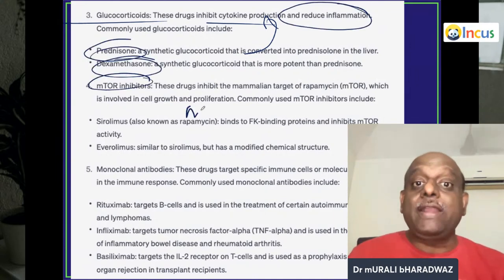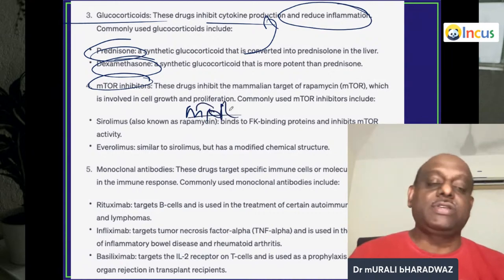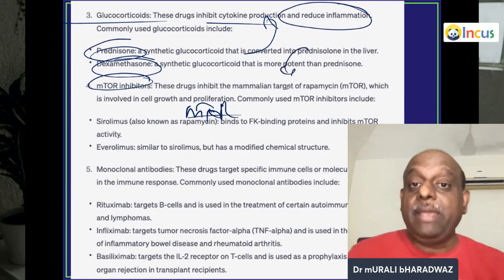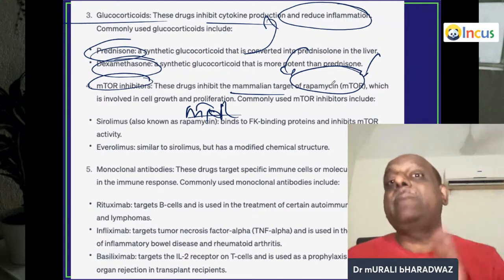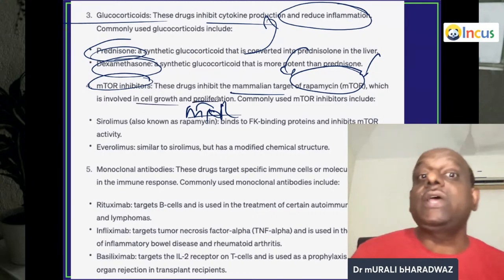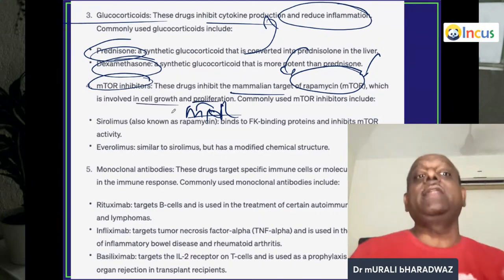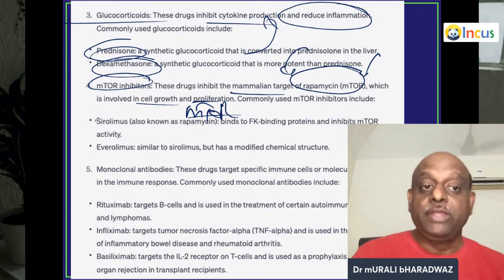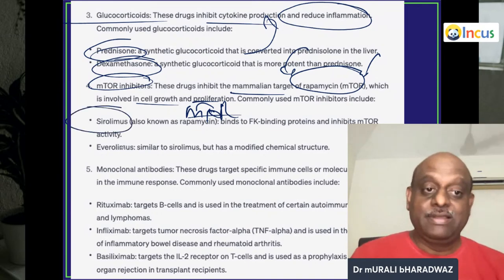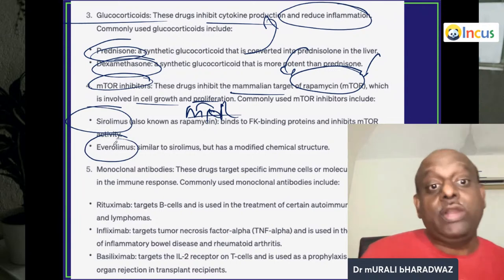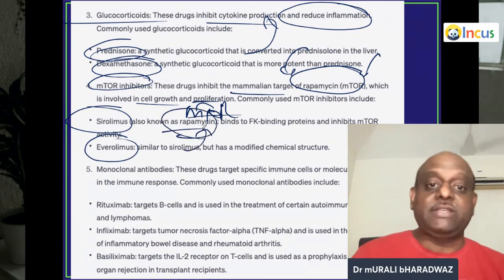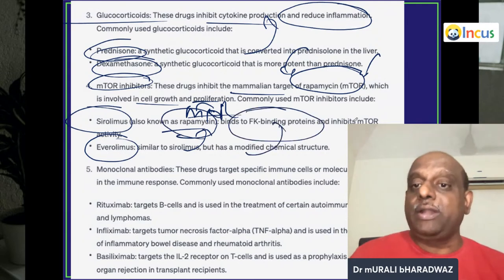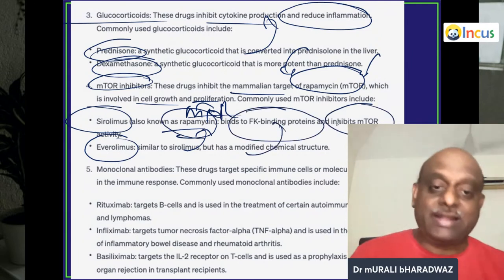Then mTOR inhibitors are the next group of immunosuppressants. Mammalian target of rapamycin is the name of mTOR, which is involved in cell growth and proliferation, and mTOR inhibitors are immunosuppressants. Sirolimus is also called rapamycin. It binds with FK binding protein and inhibits mTOR activity.